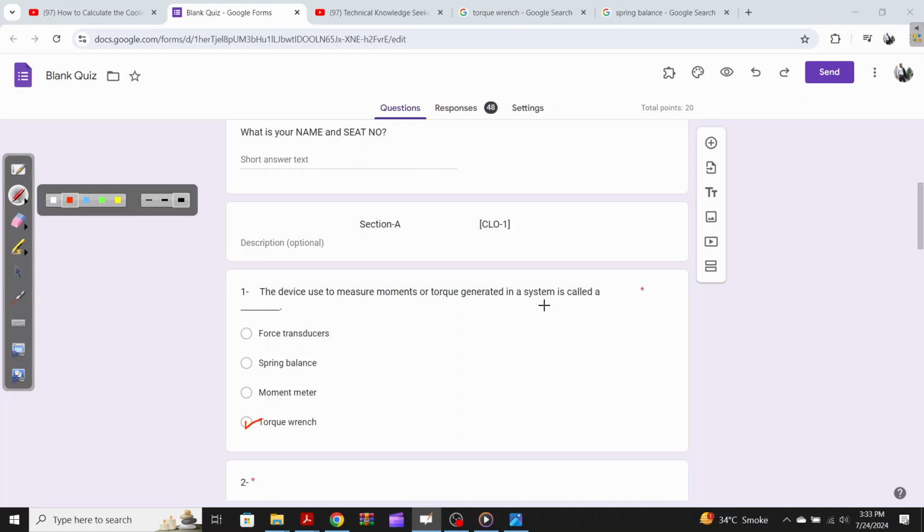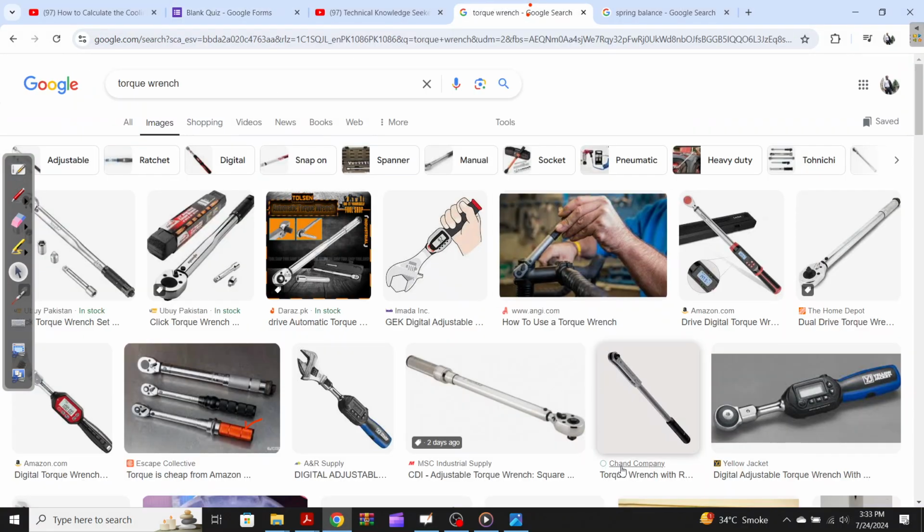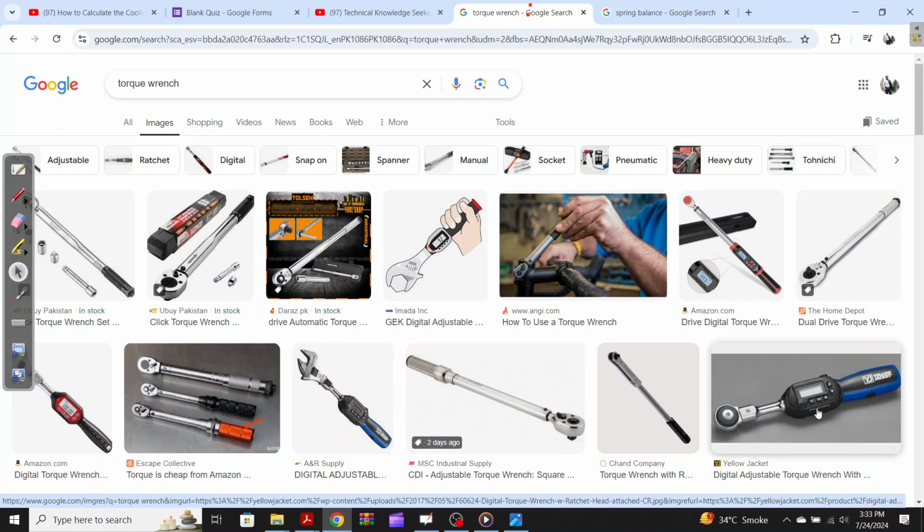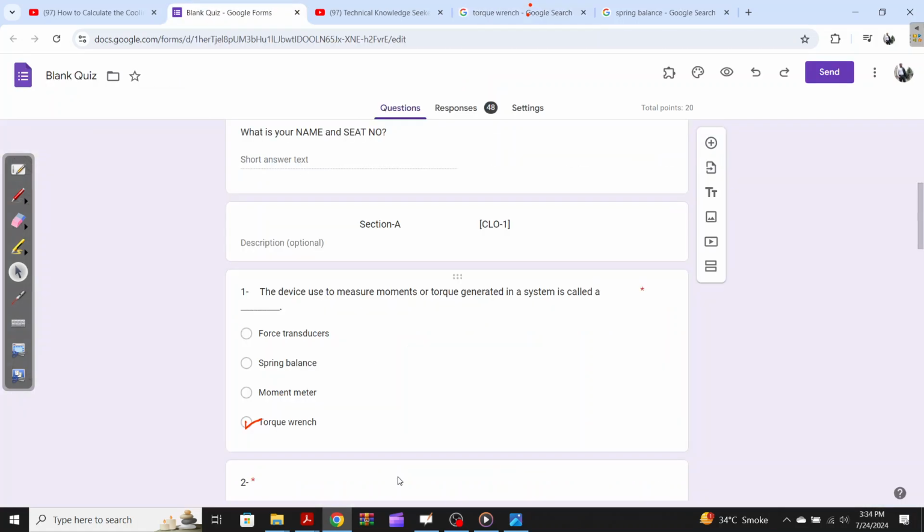If I ask you what a torque wrench is, it is something like this. If you go into the industry and you see a device like this, these are basically torque wrenches. It will give you a value in Newton meter or pound inch. So you have a knowledge for that.